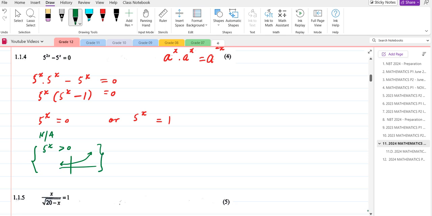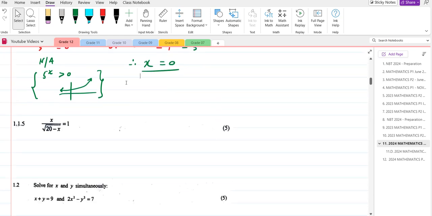But over here we can solve, because 1 can be written as 5 to the power 0. We drop the bases and we solve, so x is equal to 0. Therefore x equal to 0 is the only answer. Right, so far so good. I hope you guys are understanding.